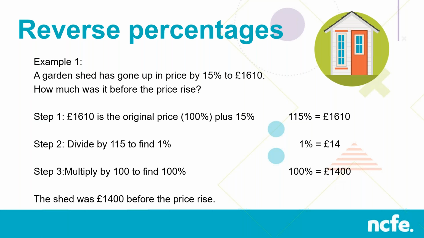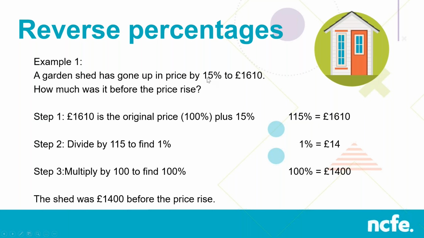So the shed was £1,400 before the price rise. To check if that's correct, you can calculate 15% of 1,400. And if you add on 15% of that, you will reach £1,610.